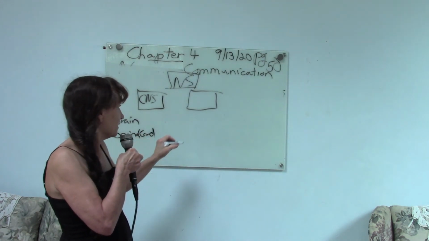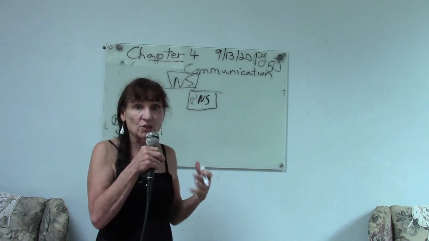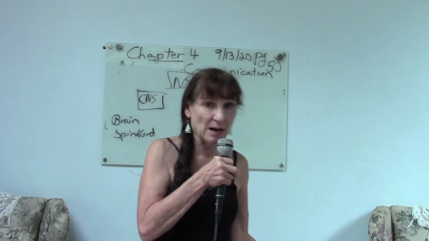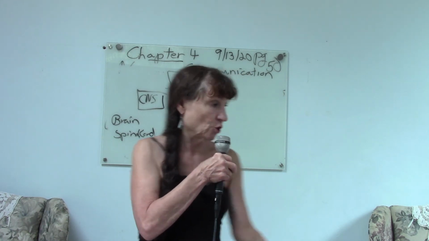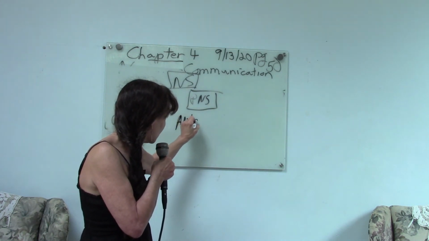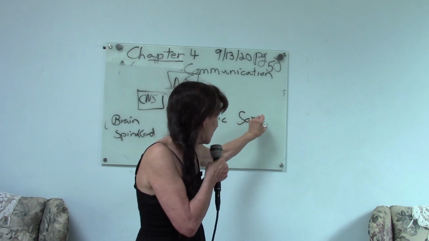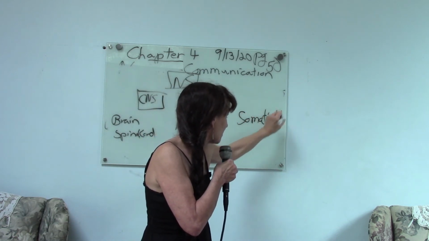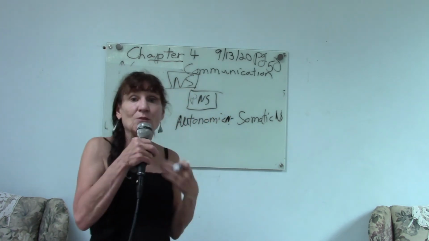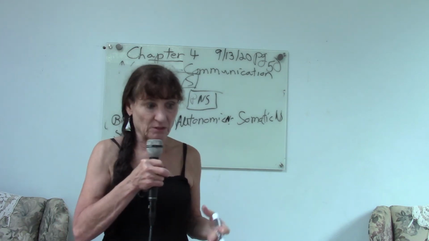Pretty cut and dry. The peripheral nervous system is further divided into two, the autonomic and the somatic nervous system. The peripheral nervous system is outside the brain and the spinal cord, so it's your extremities, your limbs, etc.